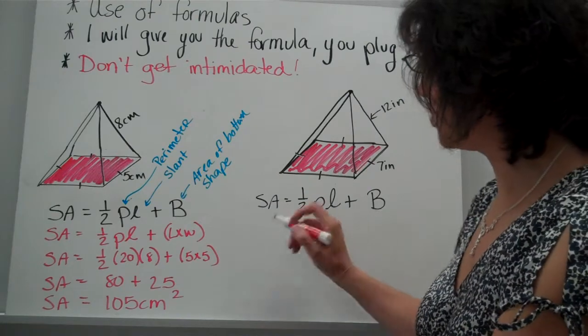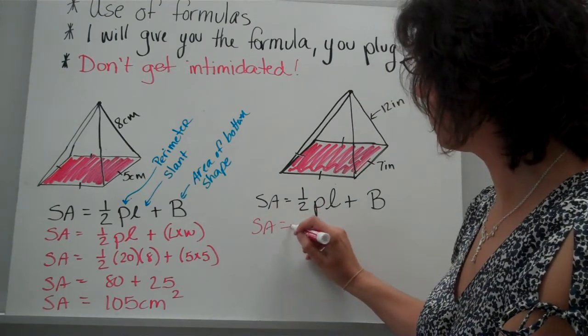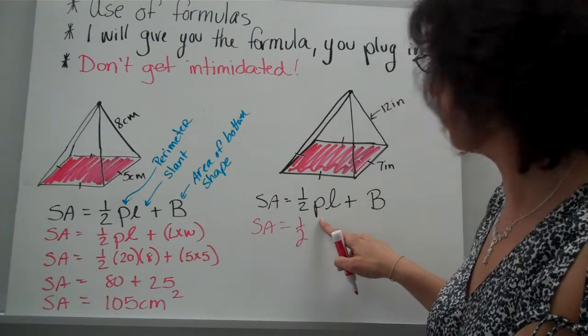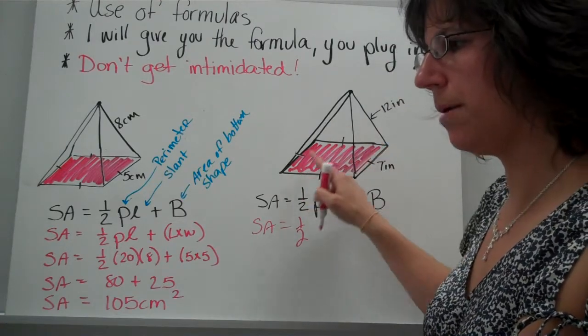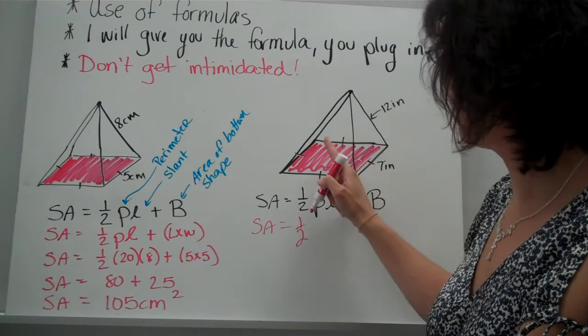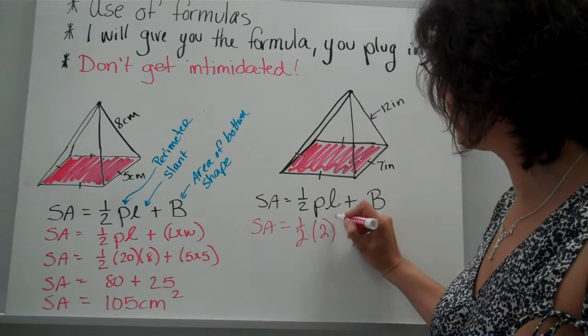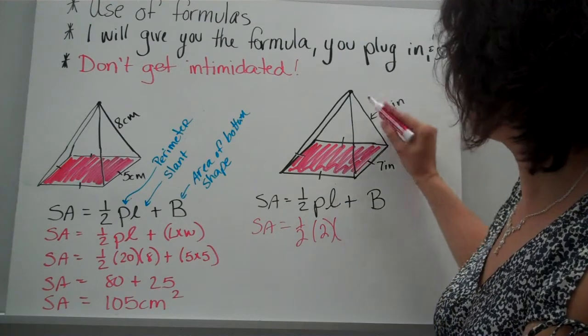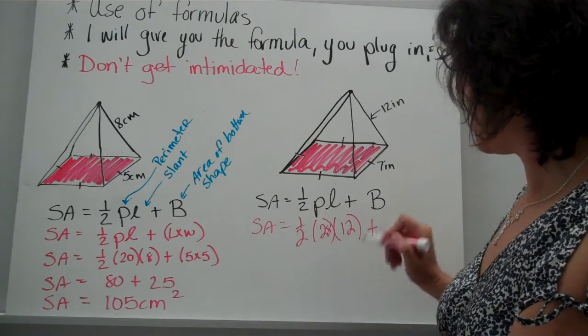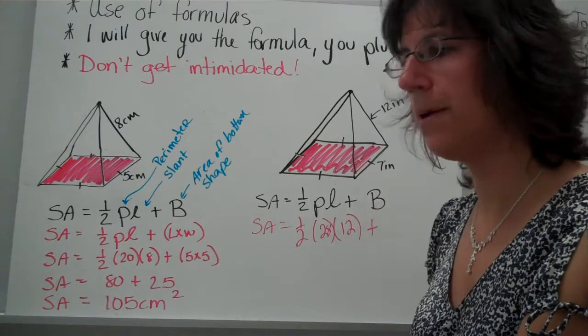All right, so what you should have said to yourself is, okay, perimeter. What's the perimeter of this bottom shape? Well, if I add up all the way around, I've got 7, 7, 7, and 7. That gives me my 28. What's my slant? That's the 12. And then the area of the base.